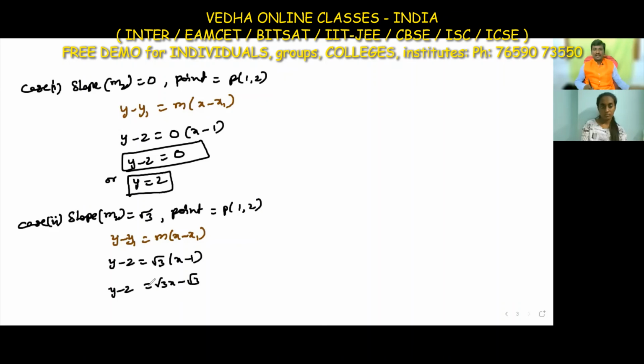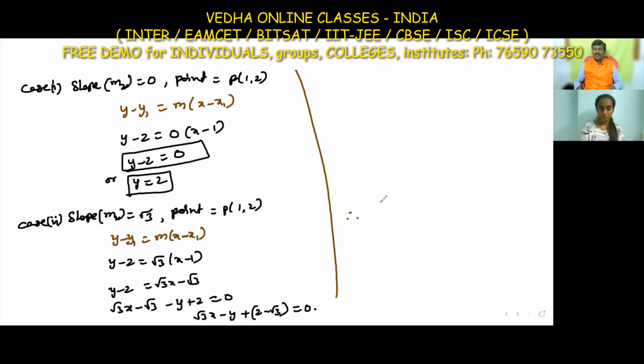Take these terms to the right side. So root 3x minus root 3 minus y plus 2 is equal to 0. So the final answer is root 3x minus y plus 2 minus root 3 equal to 0. Therefore, these are the required lines.